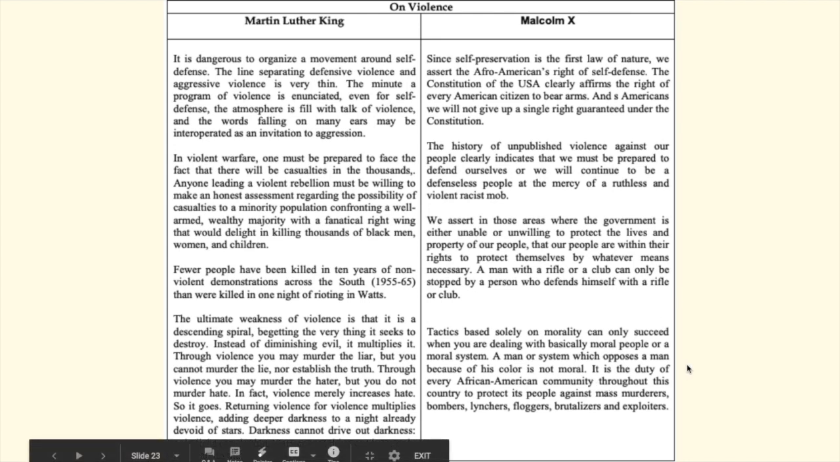It is the duty of every African American community throughout this country to protect its people against mass murderers, bombers, lynchers, floggers, brutalizers, and exploiters.